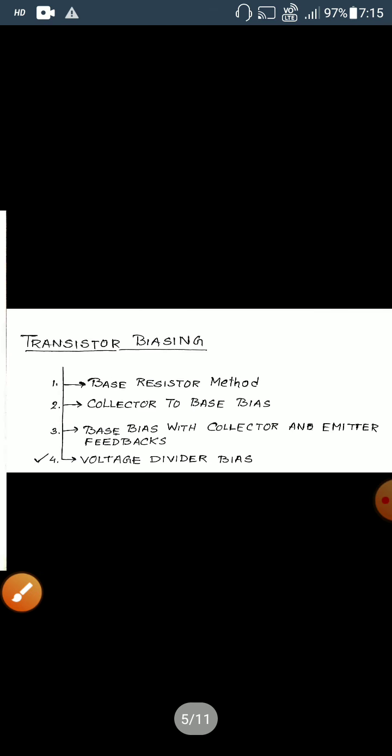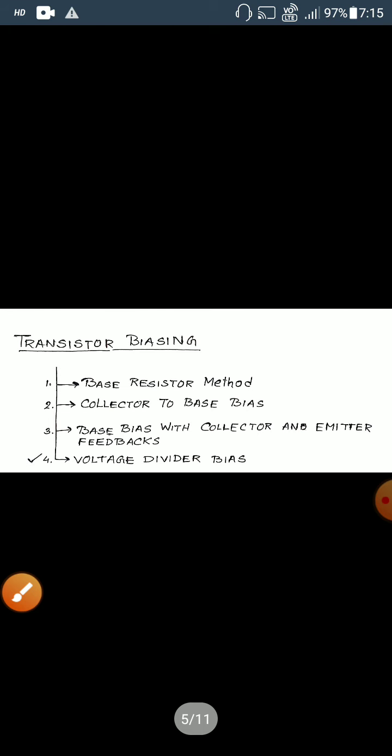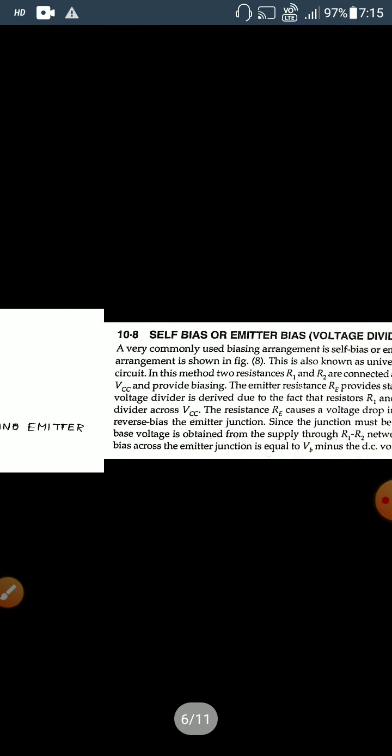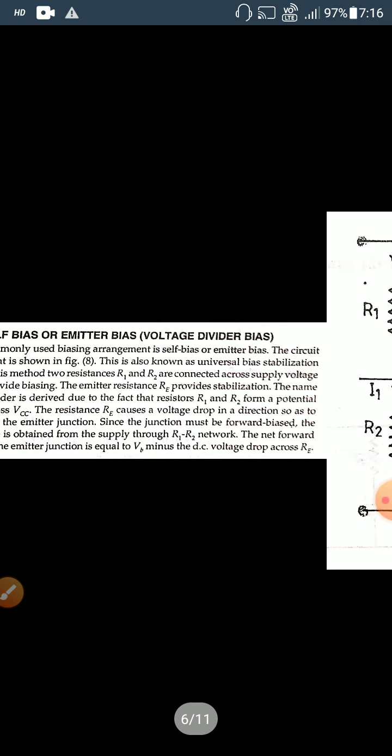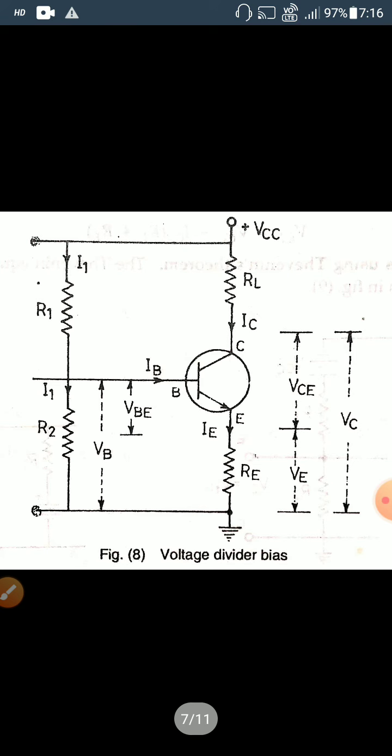Now we discuss the voltage divider biasing. This is also specified as self bias, or also named emitter bias. So if it is written as self bias, that means it is also the voltage divider bias. If it is the emitter bias, that is also defined as the voltage divider biasing. So check what the circuit diagram is for that kind of biasing configuration.